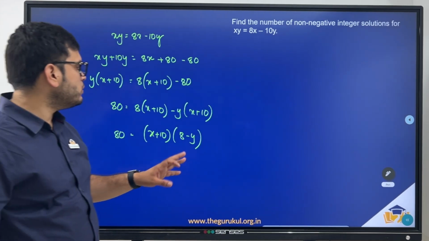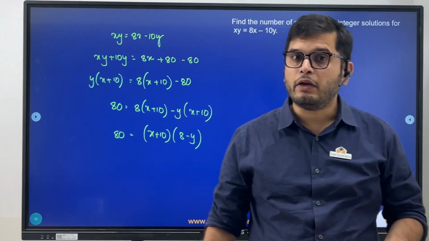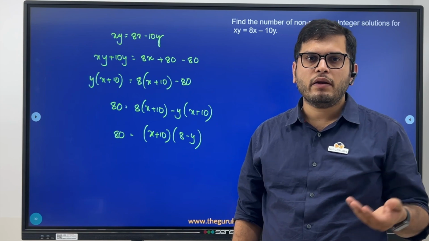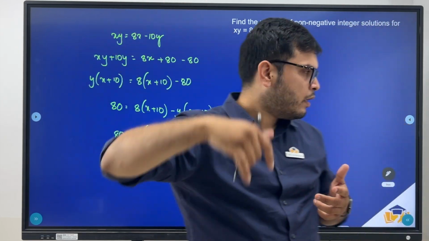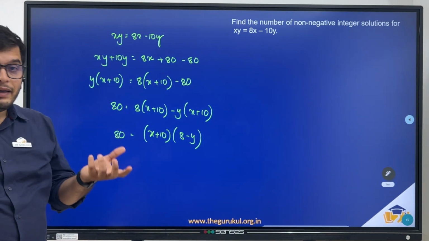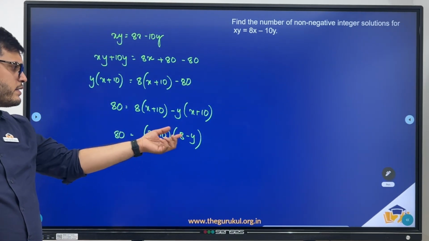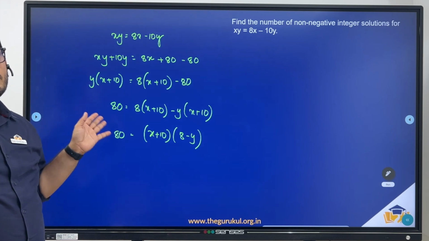And it is also mentioned that both x and y should be non-negative. So you can have x and y taking values from 0 to plus infinity, right? Now, they should be integers. So x and y should be integers and non-negative.